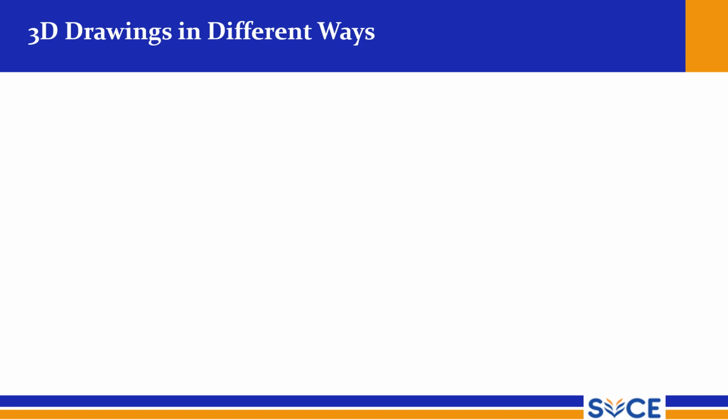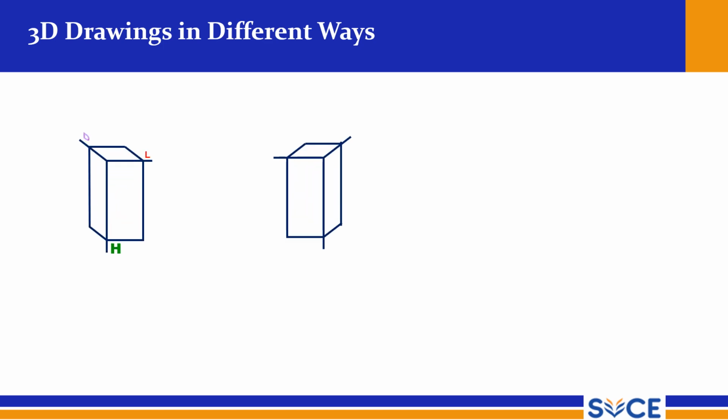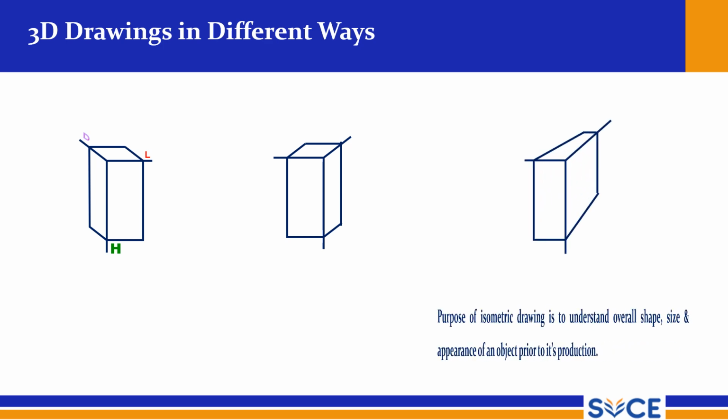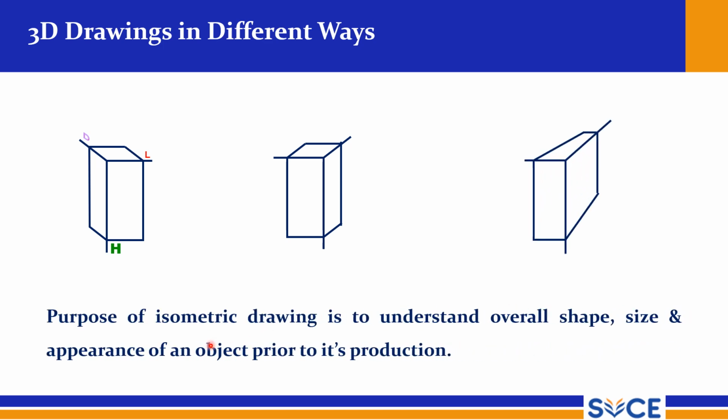3D drawings can be made in different ways. This is one three-dimensional view, and this is another three-dimensional view. The purpose of isometric drawing is to understand the overall shape, size and appearance of an object prior to its production. Instead of giving three views like in orthographic projection, we are using a single view. With that we can give the complete details to the customer, the layman or our client.